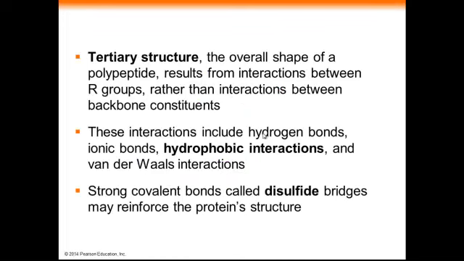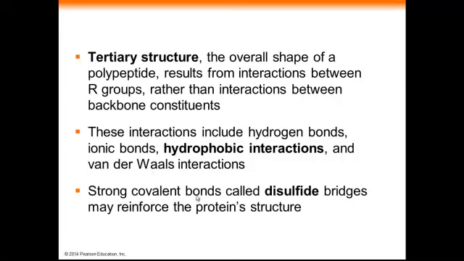If we add primary and secondary structure together, we get tertiary structure. This is a good example of emergent properties. The tertiary structure is the overall 3-dimensional shape of the polypeptide, and it typically results from interactions between the R groups more so than interactions between the amino acids themselves, that is to say the amino and the carboxyl groups. There are many types of interactions between the R groups, which include hydrogen bonds, ionic bonds, hydrophobic interactions, and a weak type of interaction called a van der Waals force.